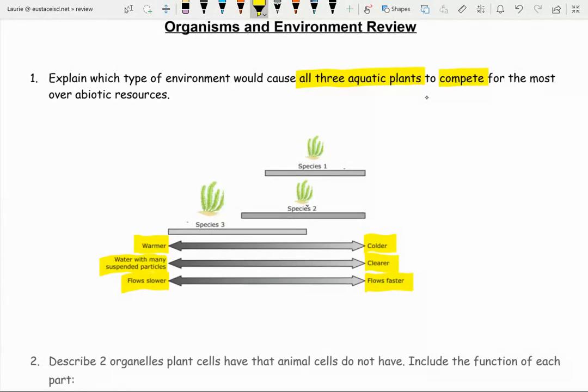Well, you have to look at the bars here of species 1, species 2, and species 3. Over here, it's not going to work for me because species 1 and species 2 don't reach this far. Over here, species 3 isn't over here. So I know that where they are competing the most is going to be here in the middle where the bars overlap. So how would you describe that environment? Well, it's in between warm and cold.